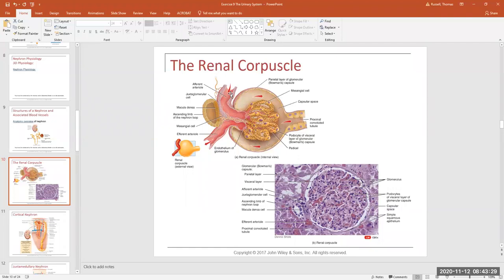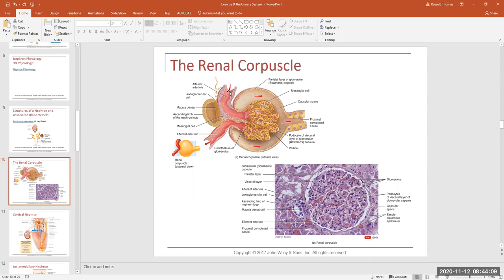Well, you're going to know which one is which because of these special cells in the wall of the afferent arteriole. You see right there how the smooth muscle cells are a little bit larger. They're larger smooth muscle cells, specialized smooth muscle cells in the wall. Those cells are called juxtaglomerular cells. That's also abbreviated JG cell. The juxtaglomerular cells are the cells that produce renin.